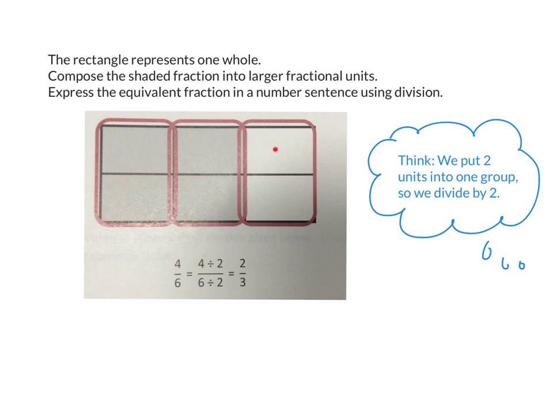At first, the whole was divided into how many equal-sized units? Everyone? 6. And how many were shaded in? 4. So what original fraction is being shown? 4/6. But then, when I put 2 smaller groups into one group, how many groups are there now? 3 bigger groups, right? And so we can see our new denominator is 3 because we have 3 units now instead of 6 units. Do you guys see that?